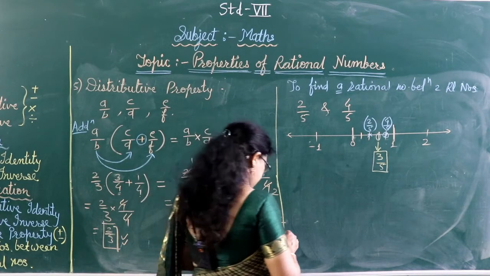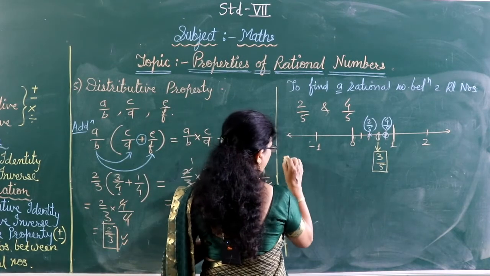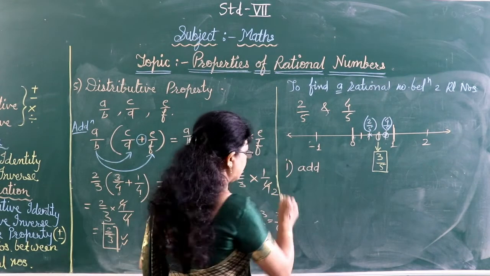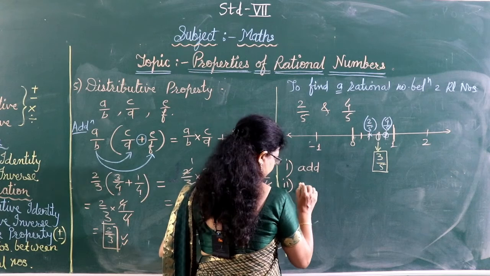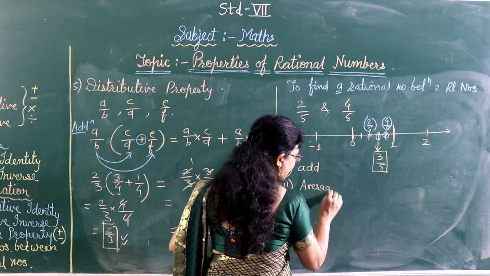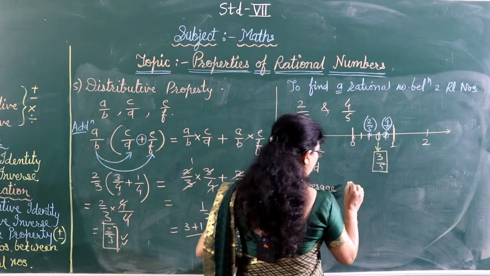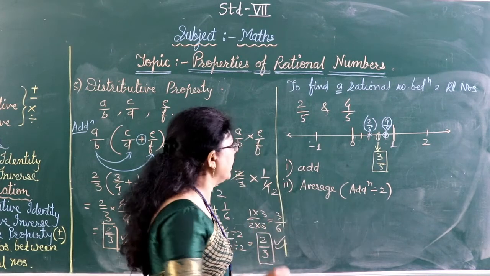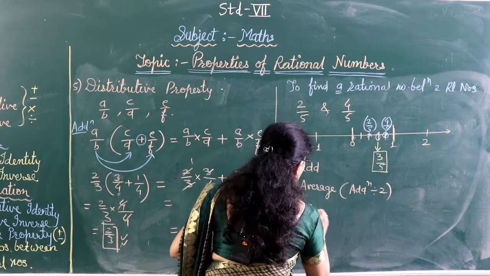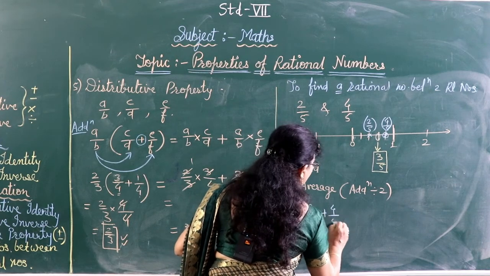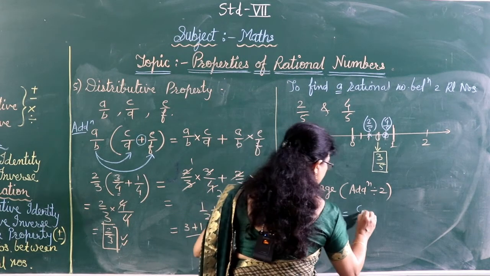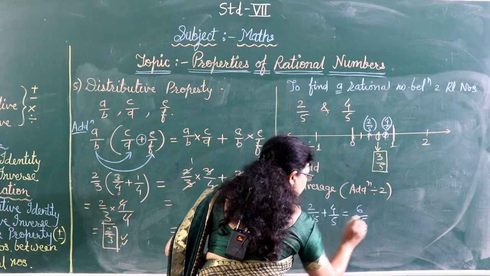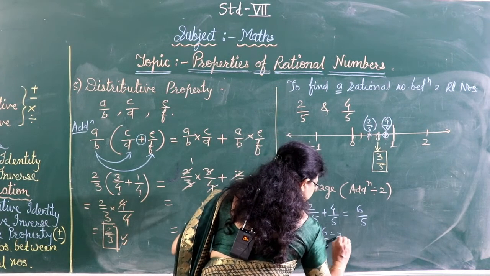So it is a very simple method. Step 1: just add the rational numbers. I am writing in short. Add these two rational numbers, and second, find the average. To find the average of two rational numbers, the addition is divided by 2, and you will get that answer. Now see, first we will add these two. 2 upon 5 plus 4 upon 5. What will you get? 2 plus 4, 6 upon 5. Now second step, divide it by 2. The answer comes 6 by 5 divided by 2.